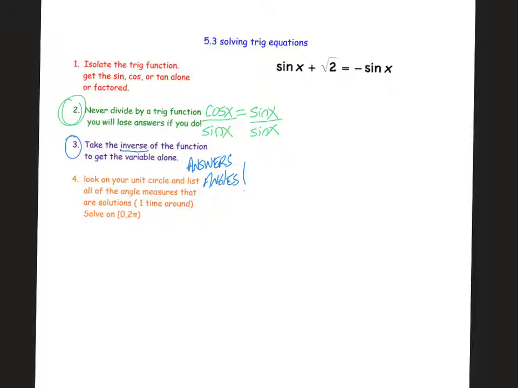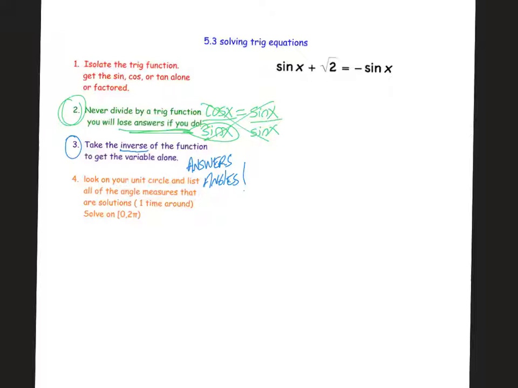Then I'm essentially saying that sine can never be 0 because we can't have a denominator equal to 0. And that's not necessarily true. Sine can equal 0. So don't ever divide by a trig function. You're going to lose answers if you do. So if you're ever checking your answers and you have 1 or 2 fewer answers than the key, it's probably because you divided by a trig function.